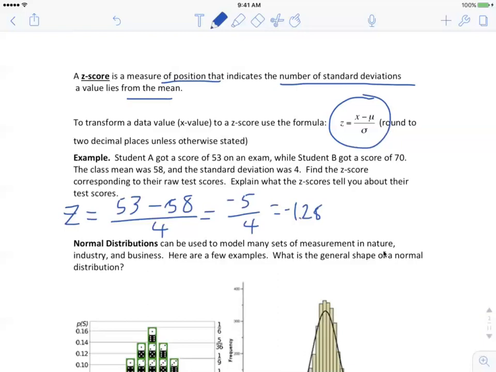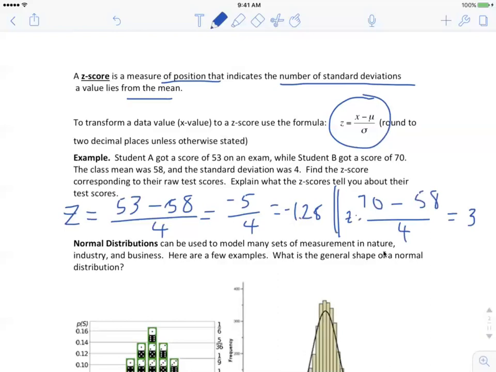The other student got a 70, so same kind of form. I should do z equals 70 minus 58 divided by 4. So just make sure you're always doing that subtraction first and get an answer. 70 minus 58 is 12, and then divide that by 4. That's exactly 3.